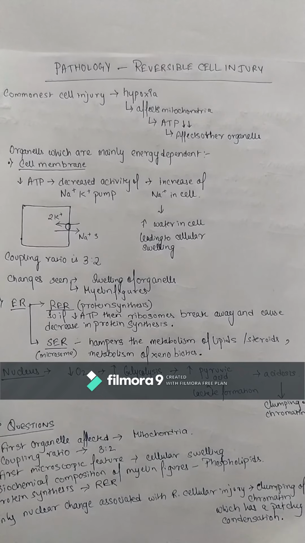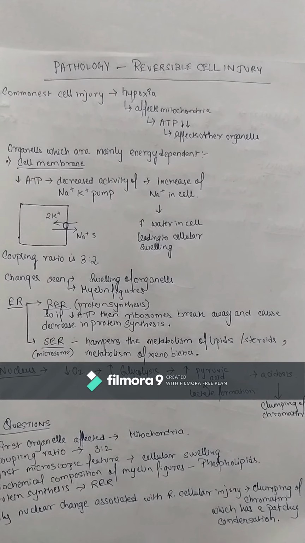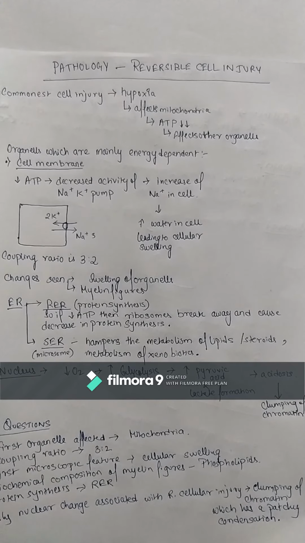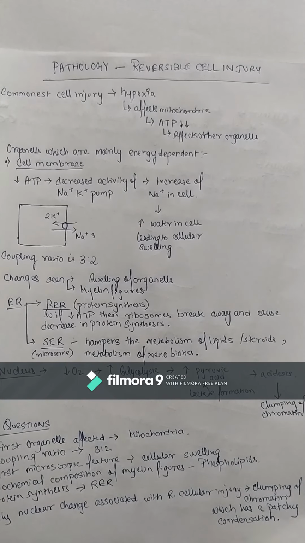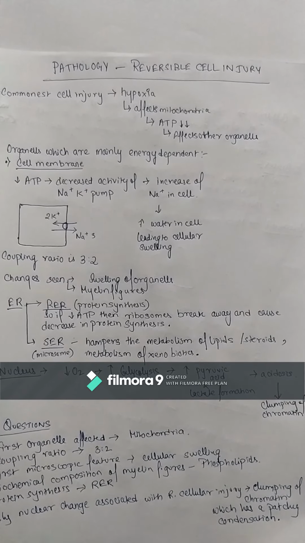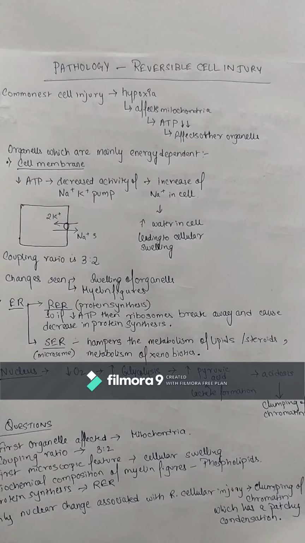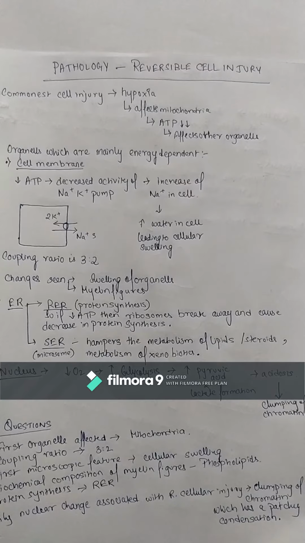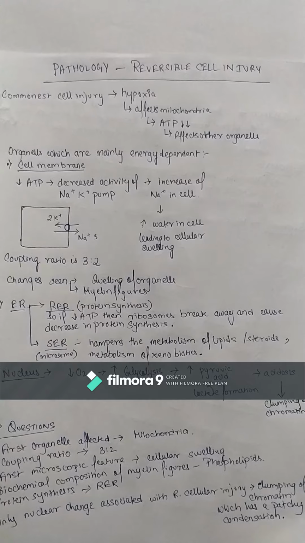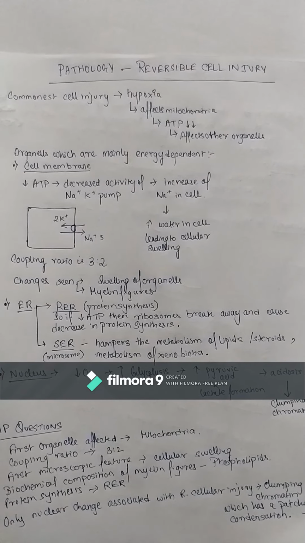Okay, so now the second topic we are going to cover is reversible cell injury. In the previous topic we learned that the commonest cell injury is hypoxia, right? So what happens when there is hypoxia? The first cell organelle that it affects is going to be the mitochondria, because mitochondria readily takes up oxygen and uses it for ATP formation, because as we know mitochondria is called the powerhouse of the cell, right?